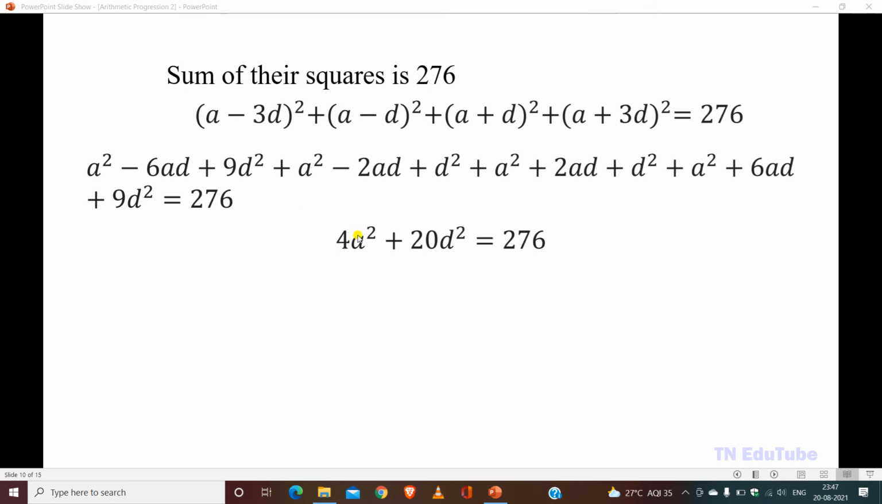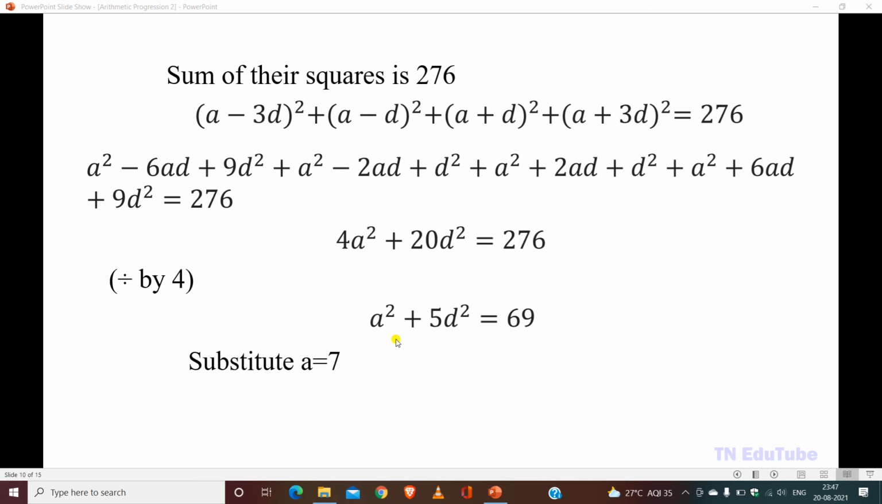So 20d square. Now you have to substitute the value of a. First you should simplify it by dividing the equation by 4. So you get a square plus 5d square is equal to 69. When you are dividing this by 4, 6 fours are 24, then 9 fours are 36.